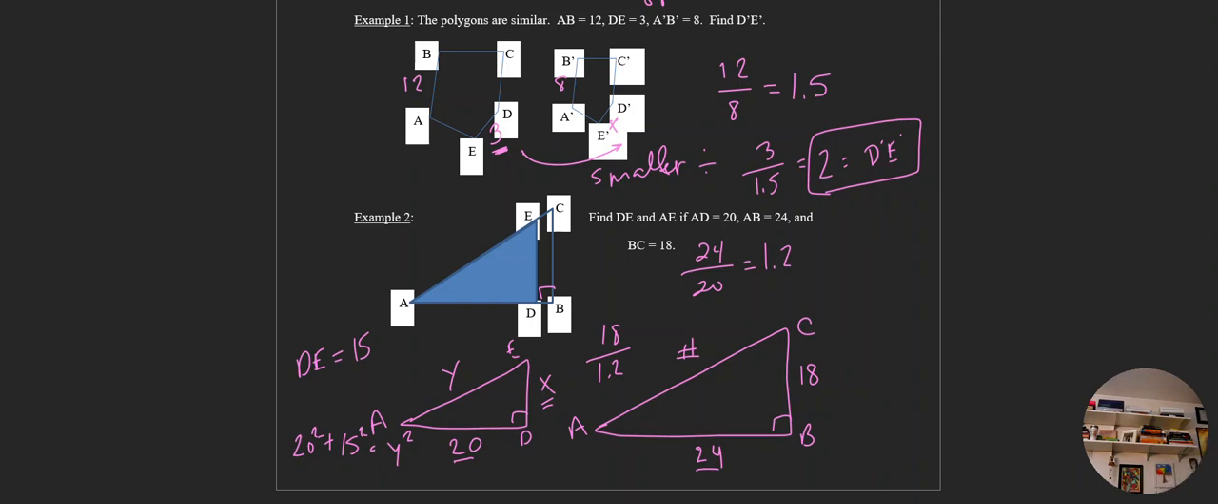Oh my gosh, I did it 3 times now. I kept hitting multiply instead of add. So I have 625 equals y squared. So if we square root both sides, we end up with 25. So DE is 15 and AE is 25 units. So these are the answers we're looking for on example 2.